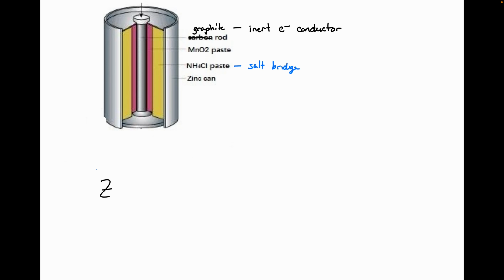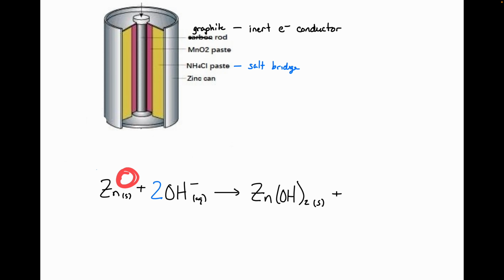Okay, so we have our zinc solid. This is reacting with 2 hydroxide ions. So dry cell batteries are an example of basic condition batteries. This forms zinc hydroxide. Okay, and you can convince yourself because zinc goes from being a neutral metal to having this positive 2 charge over here. We also need 2 electrons to balance out this half reaction.